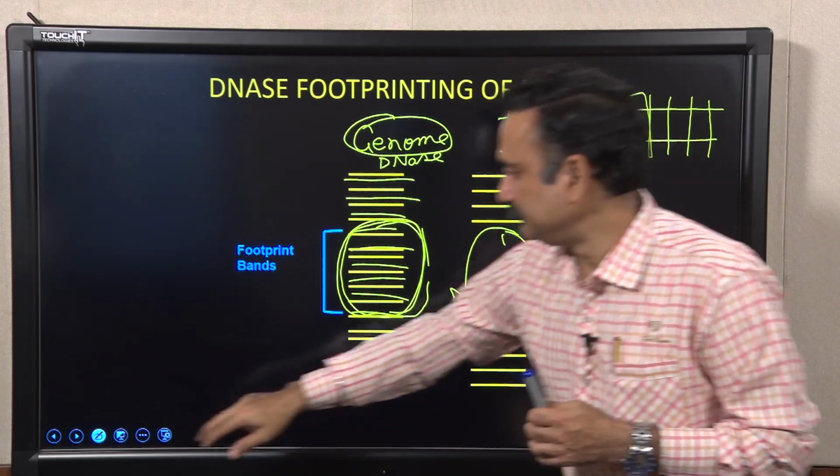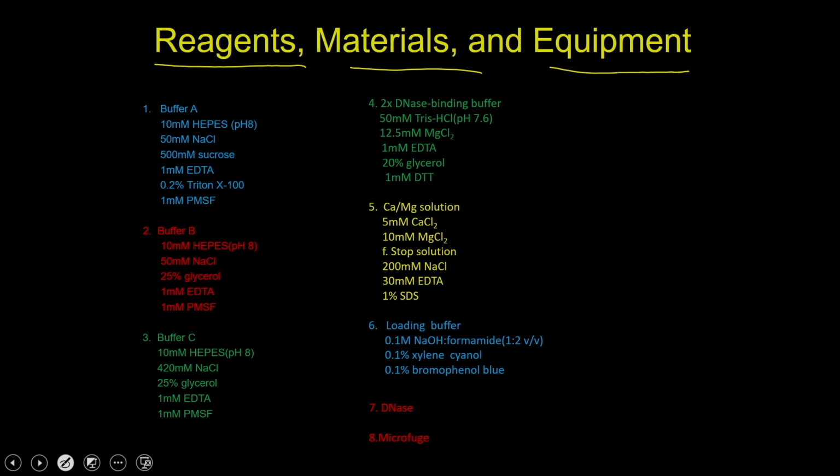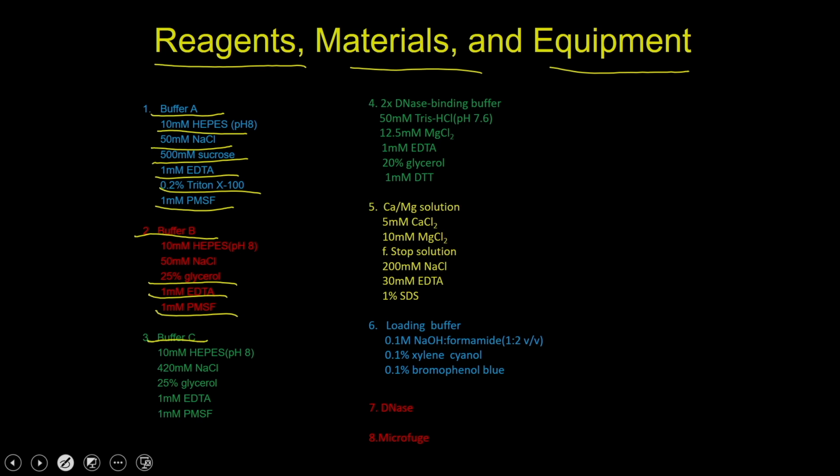How to perform this? To perform this you need different types of reagents, materials and equipment. So, what reagents are required? You require a buffer A, which contains the normal buffers like 10 millimolar HEPES, NaCl, sucrose, EDTA, Triton X-100, and then you also require the protease inhibitor PMSF. Then you require the buffer B, which is exactly the same except that you need glycerol, EDTA and PMSF. Then you require the buffer C, which is the same except that it has a very high concentration of NaCl, and then you require the DNase binding buffer.